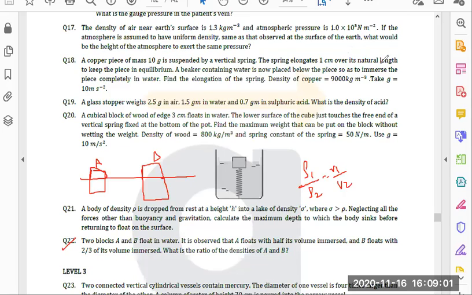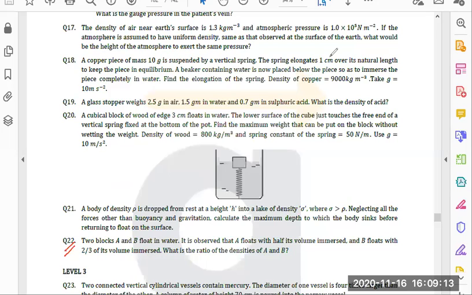Okay, now, anyone have any doubt? See, till question number 22 should be solved by everyone. Anyone have any doubt till this question number 22? Tell me, guys.